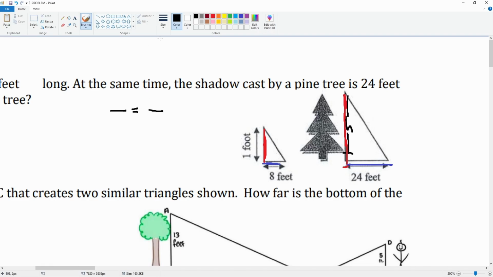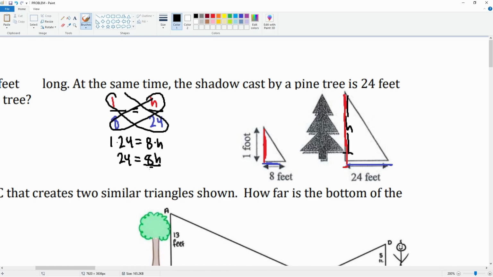So the left ratio is equal to the right ratio. So the 1 foot on top and the height for the pine tree is also on top. Shadows on bottom, 8 here, and this is 24. Cross multiply. 1 times 24 is equal to h times 8. 24 is equal to 8h. Divide by 8 to both sides. This gets you 3 is equal to h. So here you can say that the height is 3 feet. That's the only way it casts a shadow of 24 feet.